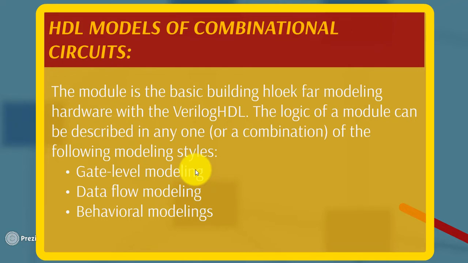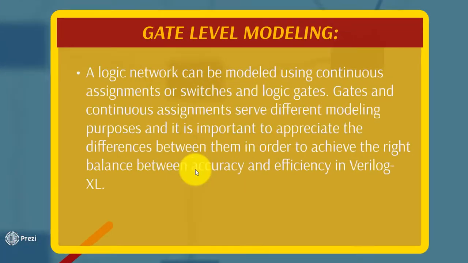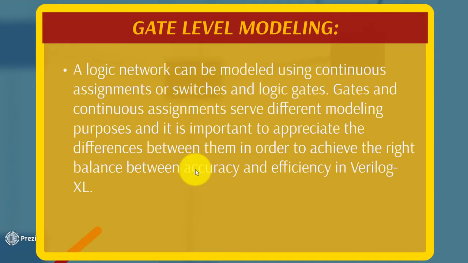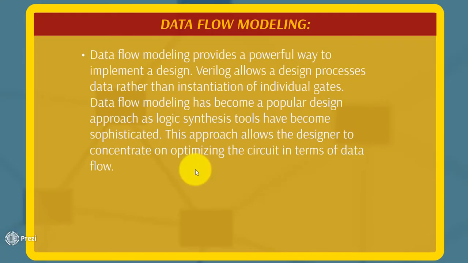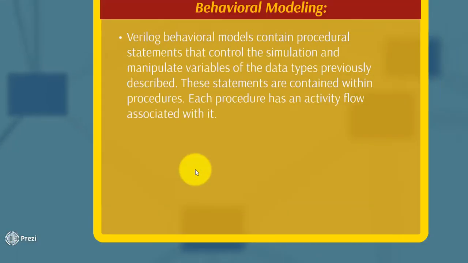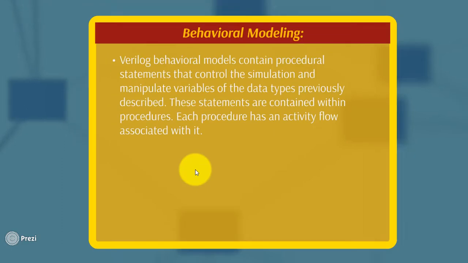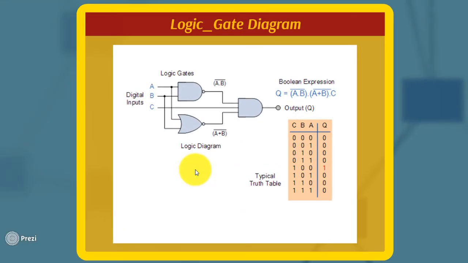HDL models of the combinational circuits: gate level modeling, data flow modeling, behavioral modeling. First type of modeling. This is the second type of modeling. Third type of modeling. This is the logic gate diagram of all the operations. Digital inputs, logic gates, logic diagrams, output.